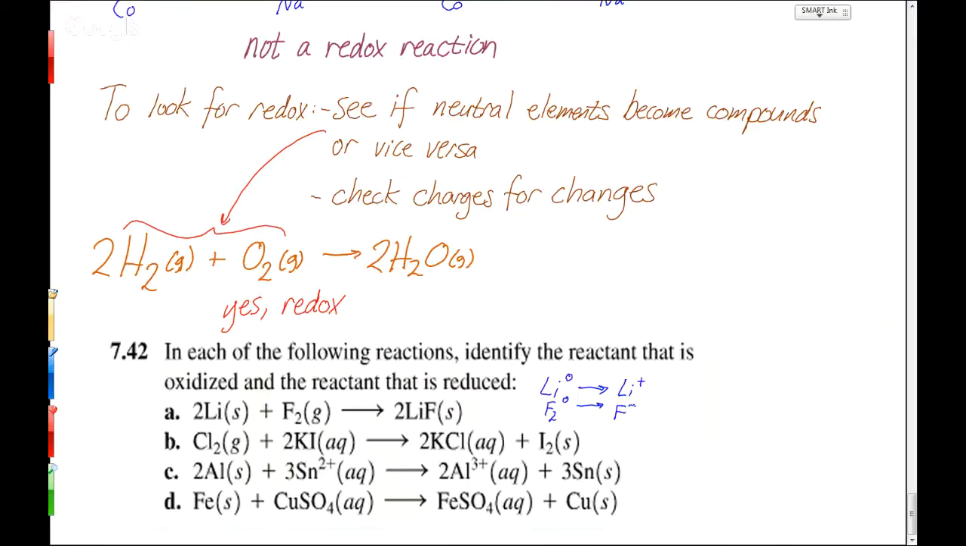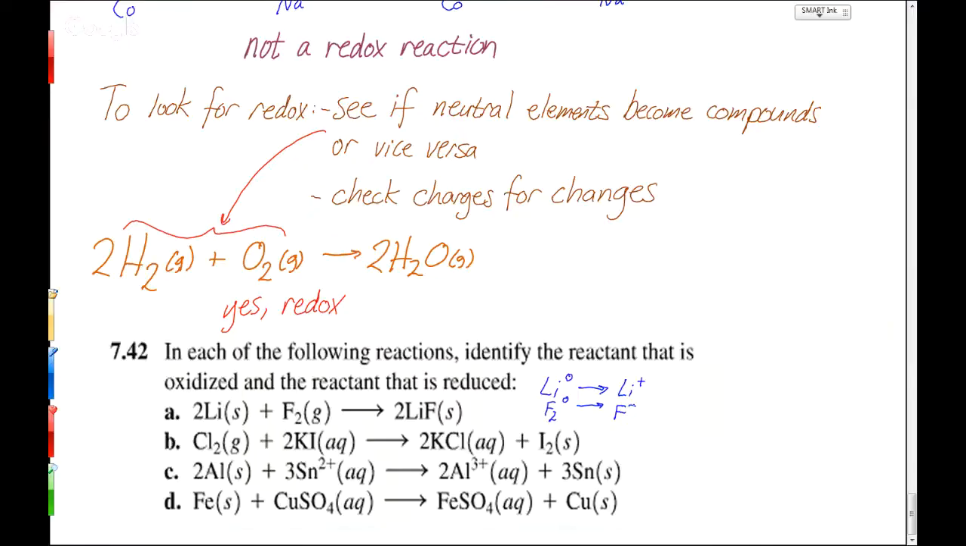So which one is oxidized? Which one loses electrons? Lithium. 0 to +1 is a loss of electrons. And that means that fluorine is going to gain the electrons. You can't make electrons disappear in these reactions. So once you determine that one thing has been oxidized, something else has to be reduced. Something else has to get those electrons that the other one has lost.